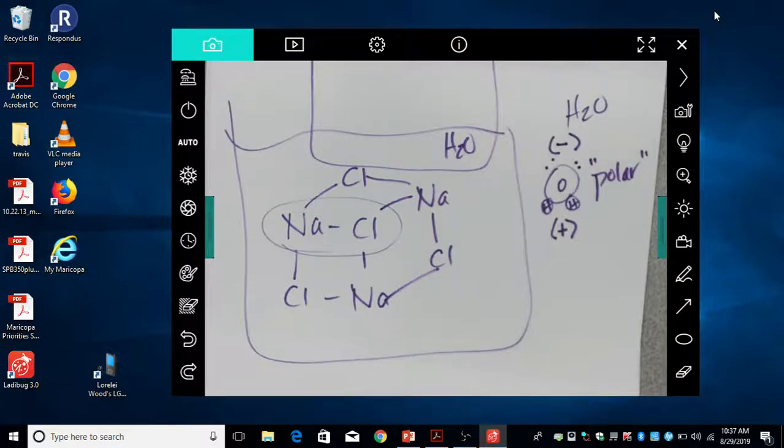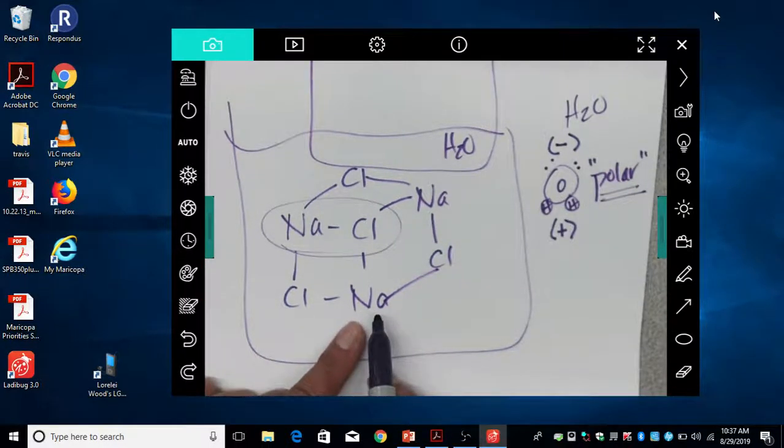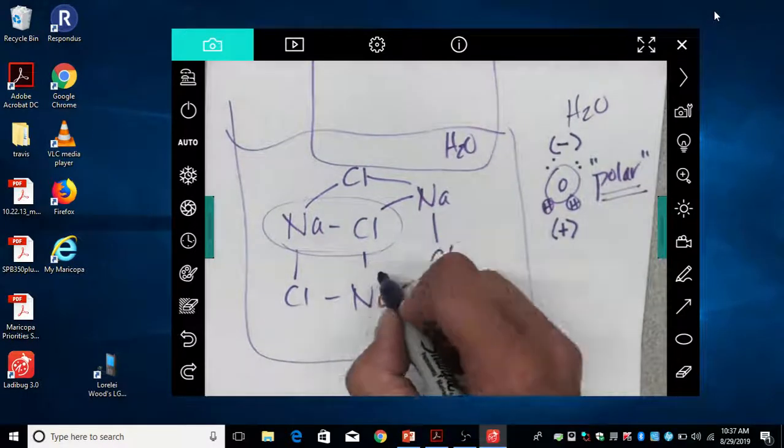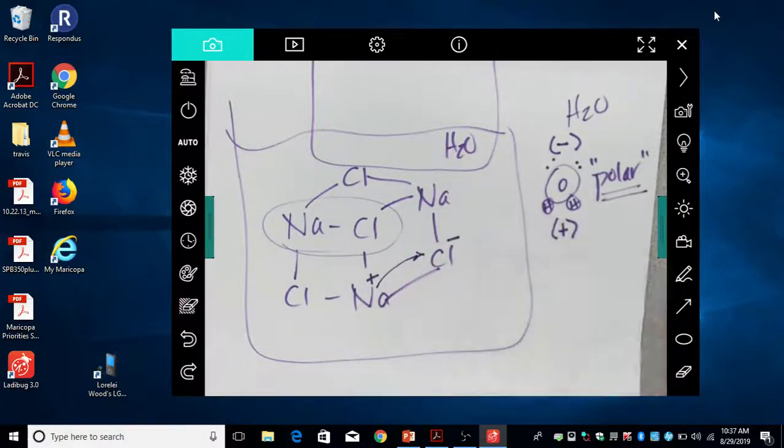molecule. Water is very polar, and that's why they call water the universal solvent, because it is so polar, it can rip apart the sodium and the chlorine from each other. Now, when an ionic bond happens, sodium gives up an electron, it becomes positively charged, and chlorine becomes negatively charged. That's the nature of ionic bonds, is an electron is transferred from one element to another.